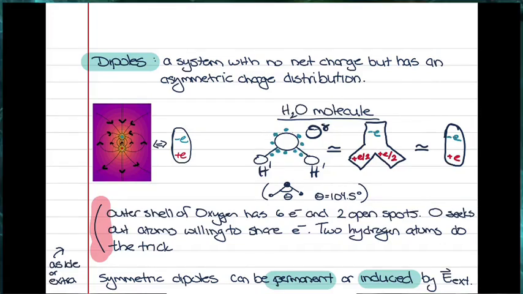Now I want to spend some time actually talking about dipoles themselves. The way we can define dipoles is that it's going to be, for us, a system that has no net charge. So it's going to be a system that has multiple charges, but such that there's no net charge, but that charge has an asymmetric distribution within the system.